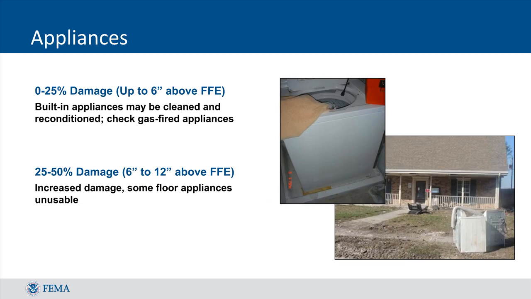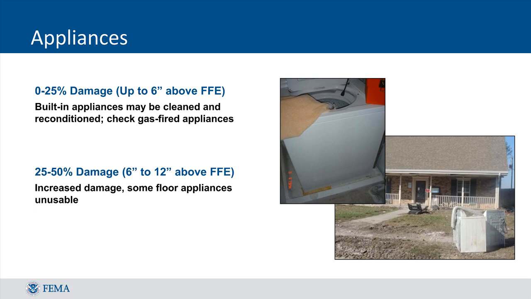As a reminder, only damage to permanent or major appliances should be counted in your damage percentage for this element. Damage in the 0 to 25% level would usually entail minor damage to appliances that would only need to be reconditioned or cleaned and do not require replacement. Damage in the 25 to 50% level would include some significant damage to floor appliances that may make them unusable and in need of replacement, but most of the appliances in the home are still functional and undamaged.